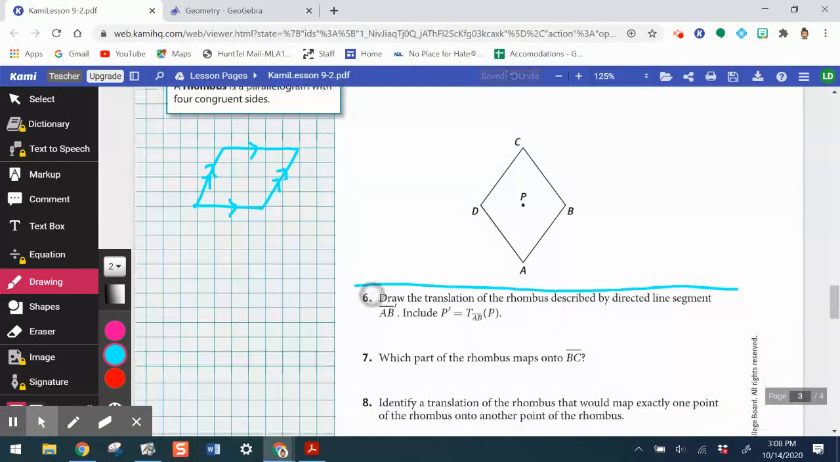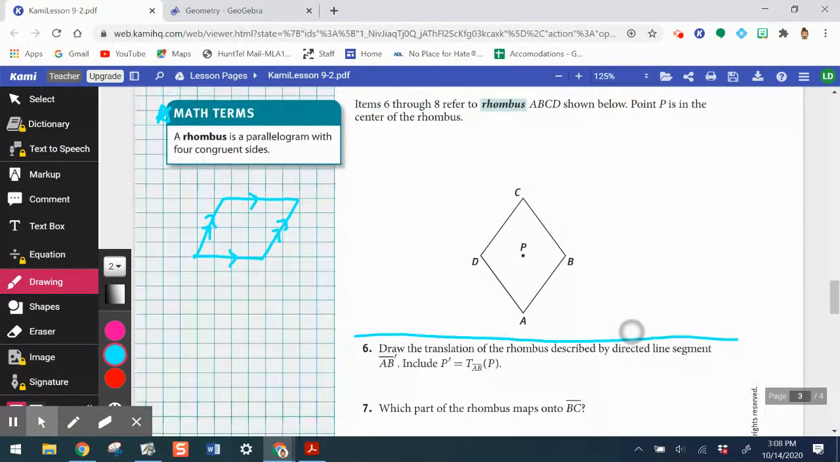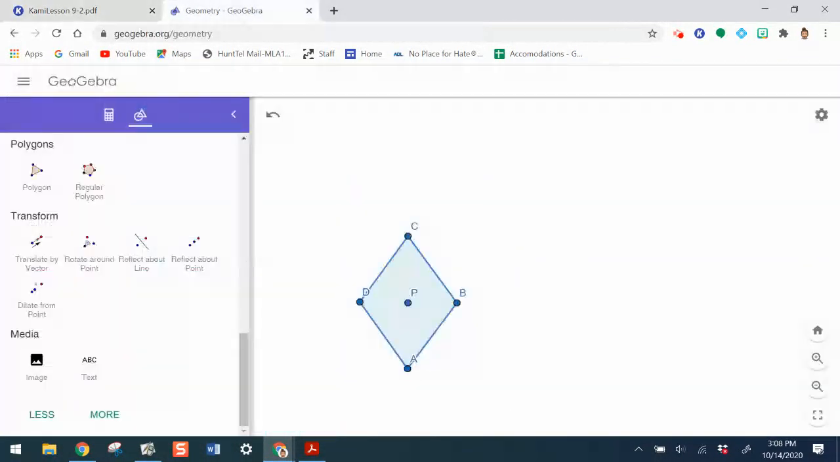So item 6 says, draw this translation of the rhombus described by directed line segment AB prime, include P prime. That's what we said, so the location of P after the transformation is a translation of point P using directed line segment AB. Now that's a little tough just using a pen and paper. So the next thing I'm going to show you is something called GeoGebra.